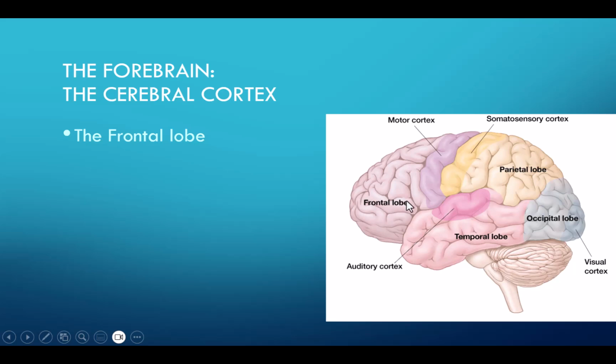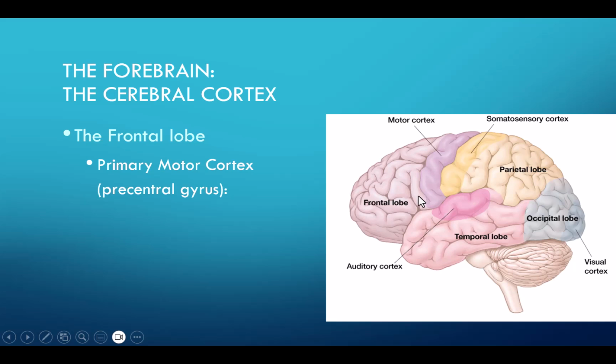So now we're going to talk about the frontal lobe. You see the frontal lobe here in the front of the brain, going all the way from this central sulcus to our forehead. In humans, it is the most prominent part of the brain. And the area that's just anterior, just in front of that central sulcus, is known as the primary motor cortex or the precentral gyrus.